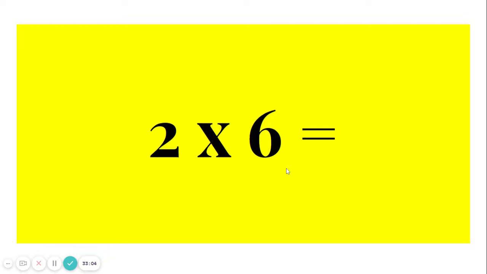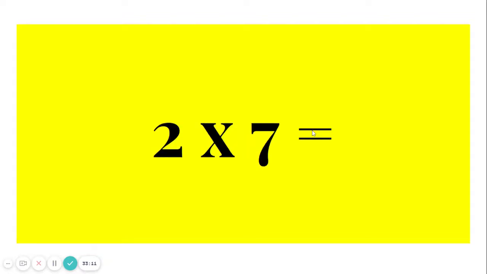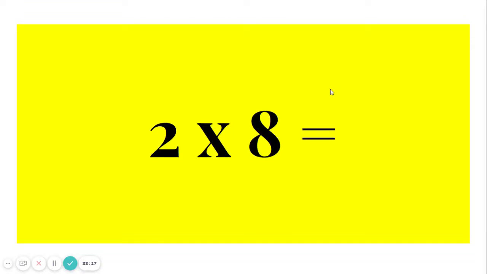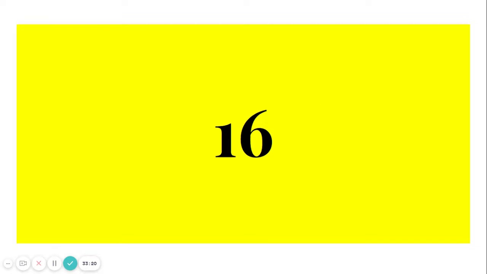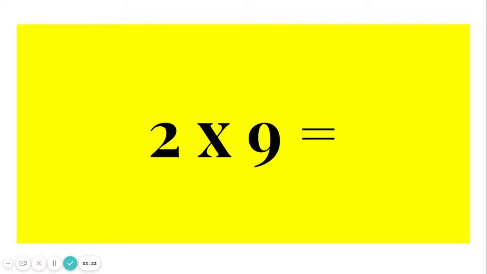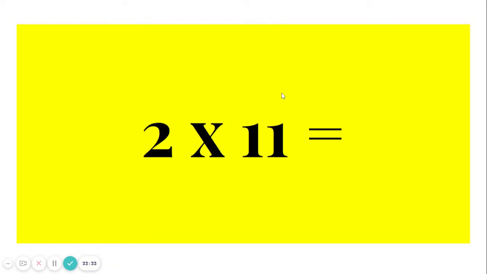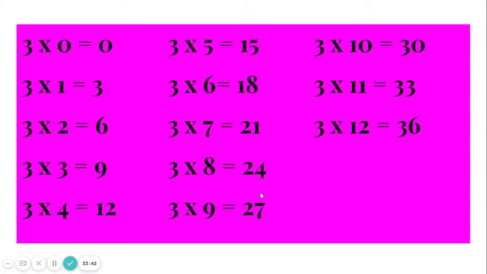2 times 6, 12. Did you go 6 and 6 is 12? 2 times 7, 14. 2 times 8, 16. 2 times 9, 18. 2 times 10, 20. 2 times 11, 22. 2 times 12, 24.